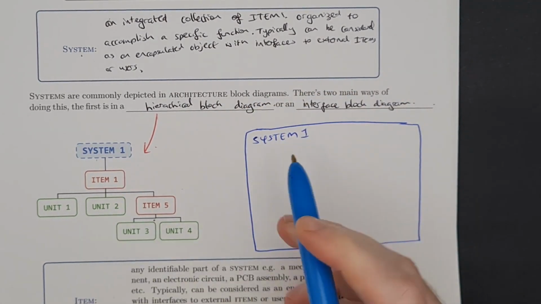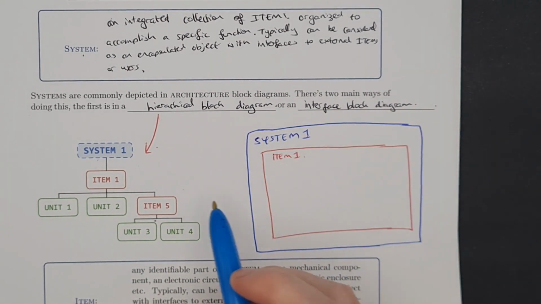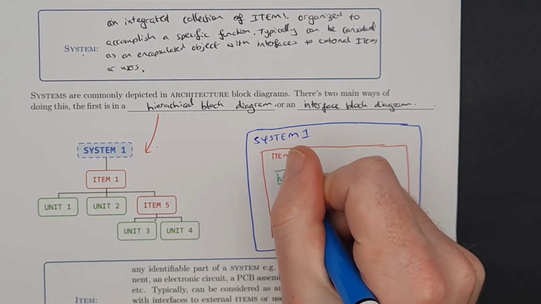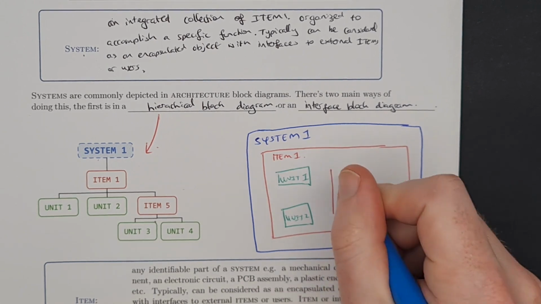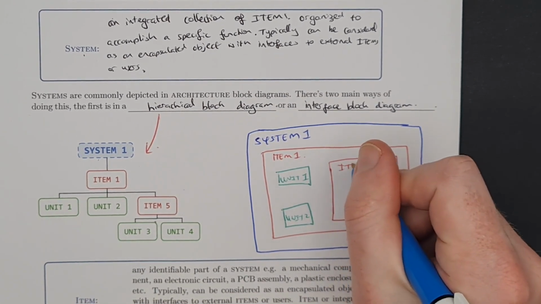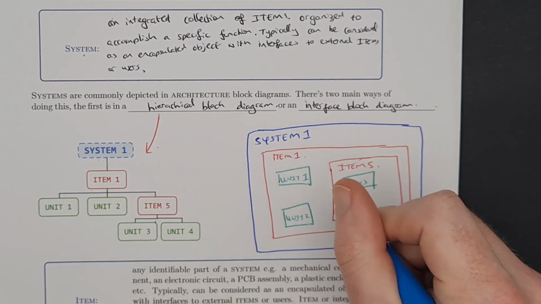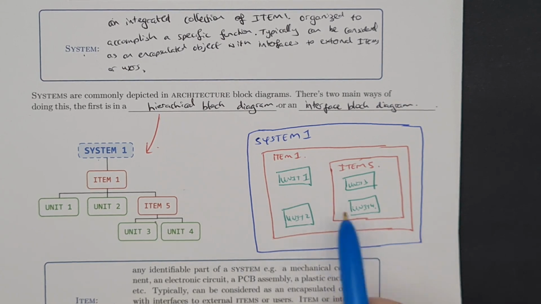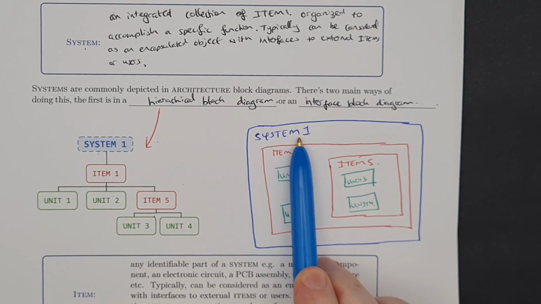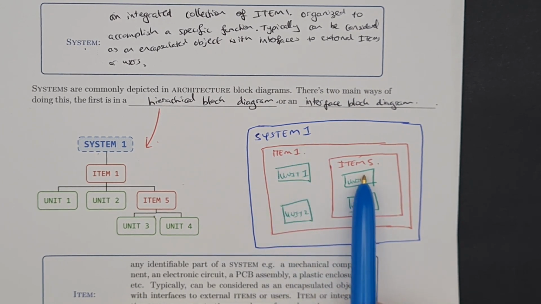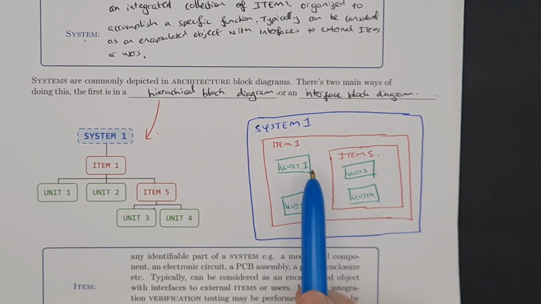Within system 1, we have item 1, so I'll just draw another block inside. And then within item 1, we have our blocks unit 1 and unit 2, but we also have item 5. So you can have an item within an item. And then within item 5, we have unit 3 and unit 4. And then basically units 3 and 4 and 1 and 2, they're not further subdivided, because you can always draw this out. You can have system 1 contain system 2 and 3, and then you might represent those in separate images.